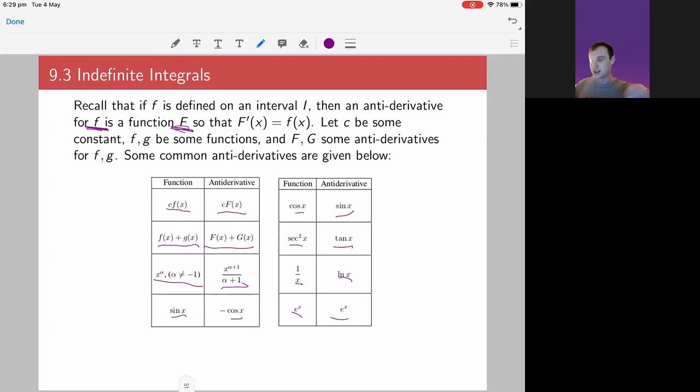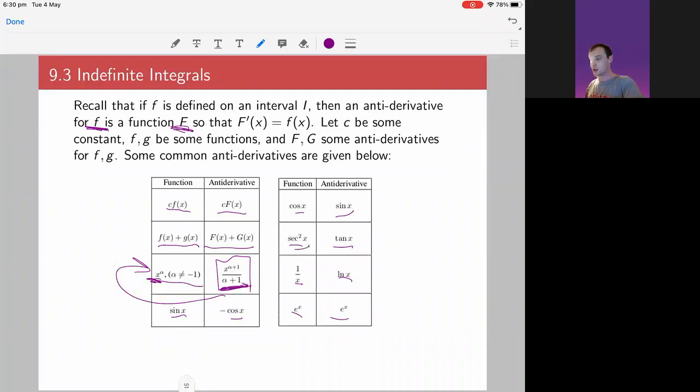So if, for example, you're given x to the power of alpha and you're asked to integrate that, find the indefinite integral, or you're asked to find the antiderivative, you know that the answer is going to be x to the power of alpha plus 1 divided by alpha plus 1. Because we can quite easily verify using our differentiation rules that the derivative of this is exactly that. Sine and cosine we're quite familiar with.